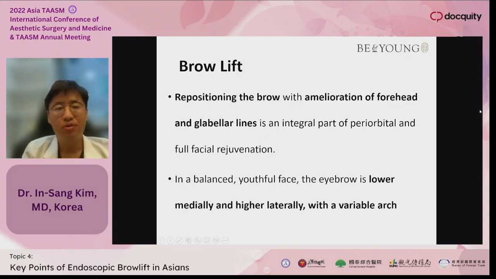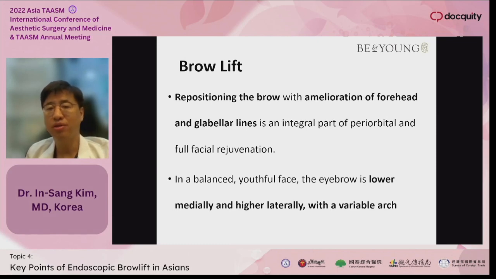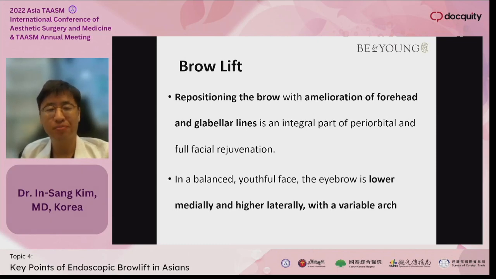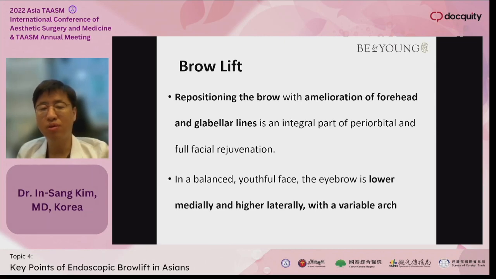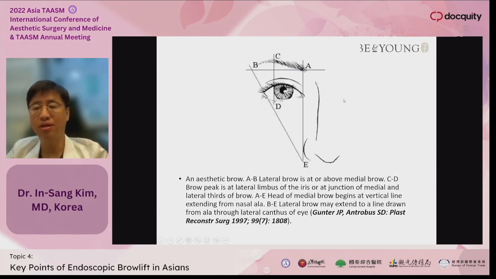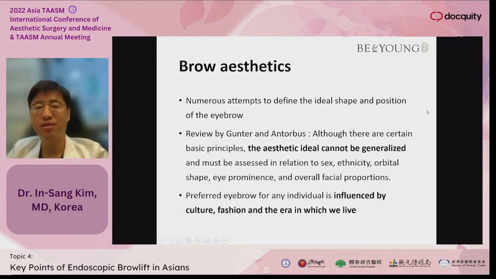Okay, brow lift is a procedure to reposition the brow with amelioration of forehead and glabellar lines. Usually the eyebrow is lower medially and higher laterally with a variable arch. So there have been some attempts to define the ideal shape of the brow, but it's not easy. And by the review of Gunter and others, the aesthetic ideal cannot be generalized, and it must be assessed in relation to sex, ethnicity, and overall facial proportions. So the preferred shape of the brow is influenced by culture.